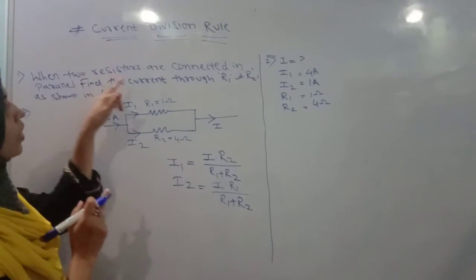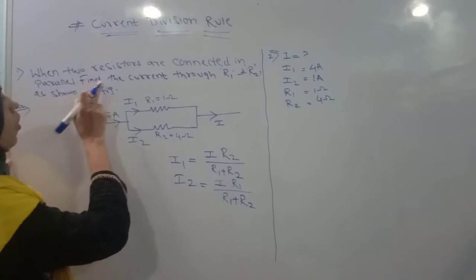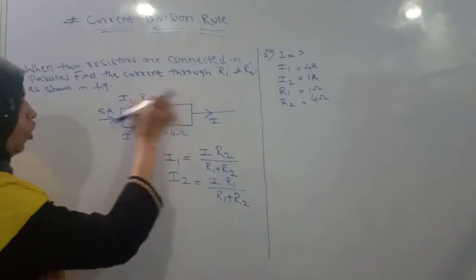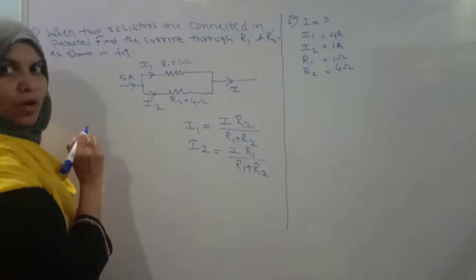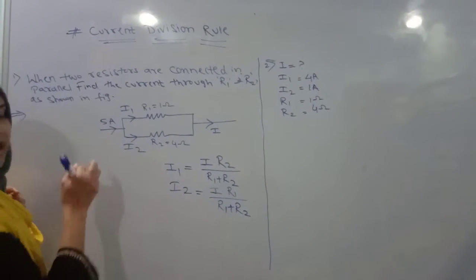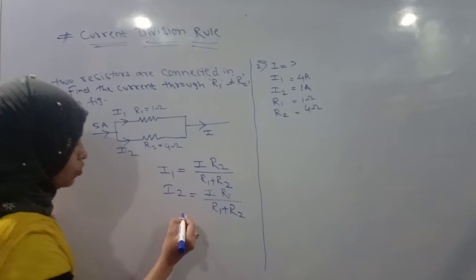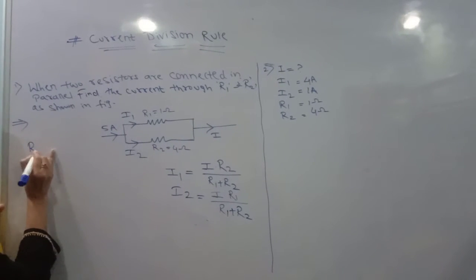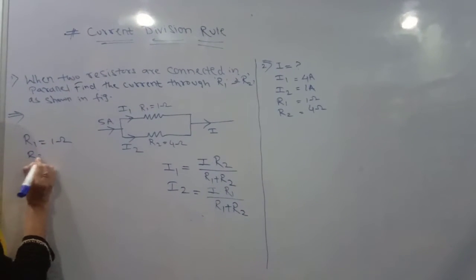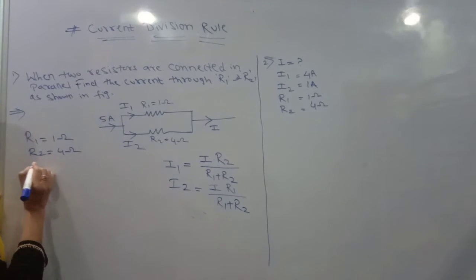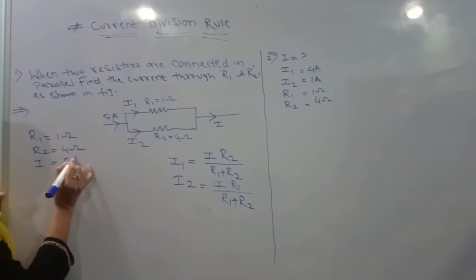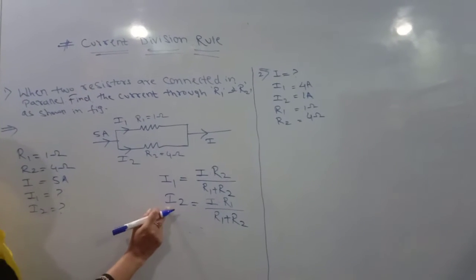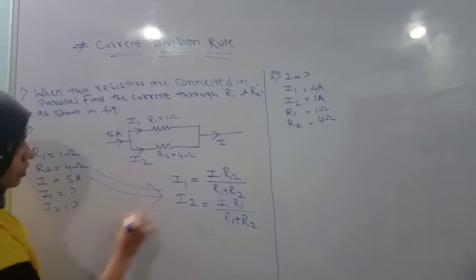Now focus on the numerical. It says: when two resistors are connected in parallel, find the current through R1 and R2 as shown in the figure. If you observe the figure, R1 is 1 ohm, R2 is 4 ohm, and the total current is also mentioned in the circuit. So I will write here: R1 is 1 ohm, R2 is 4 ohm, total I is 5 ampere. You need to calculate I1 and I2 with the help of these formulas.